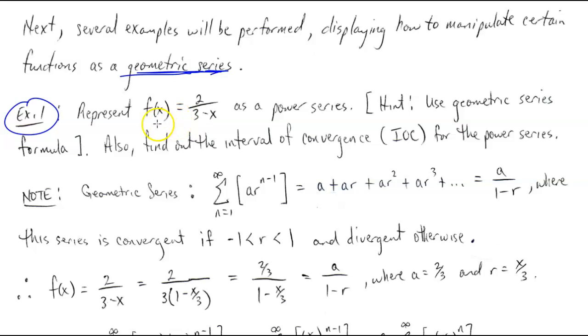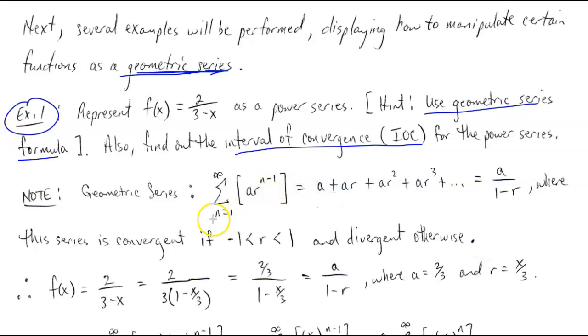We want to represent this rational function 2 divided by 3 minus x as a power series. Okay, and of course my hint here is that we want to use the geometric series to help us out. And then after we do that, let's find the interval of convergence.